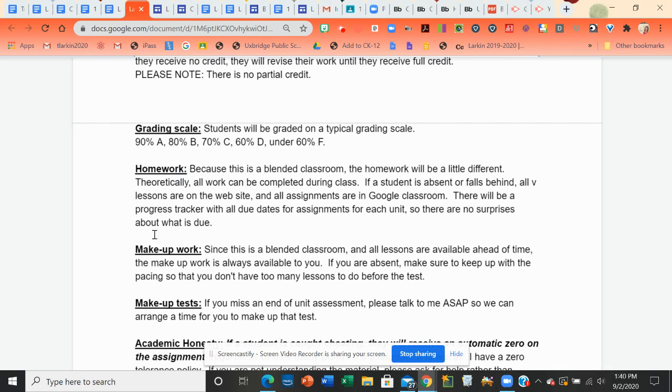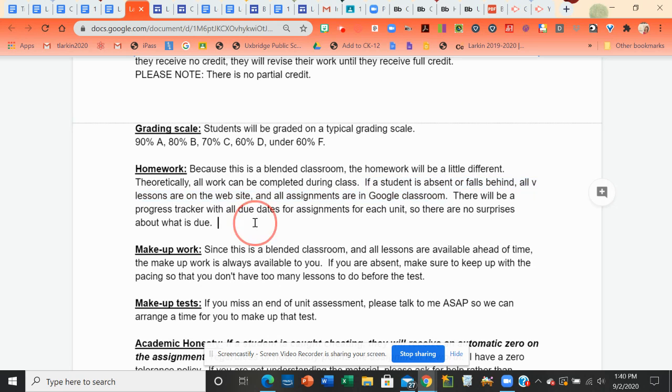Homework, this is important. Homework and makeup work all go together. This is a blended classroom. The homework will be a little different. Theoretically, all work can be completed during class. If a student is absent or falls behind, all the lessons are on the website and all assignments are in Google Classroom. You will take personal responsibility for days you are absent, or if you feel like you're falling behind, to go back on Classroom, to get into the website and see what you've missed.